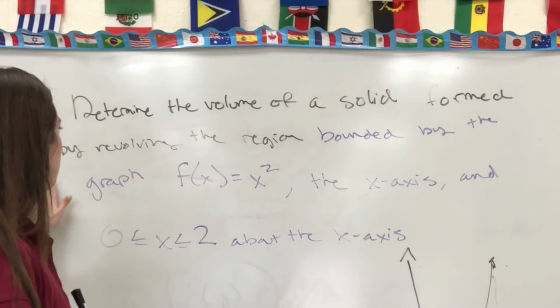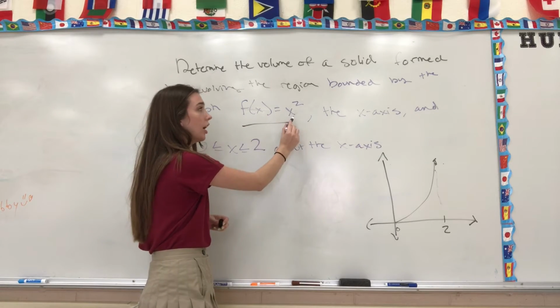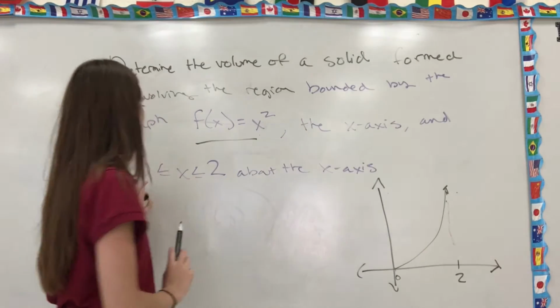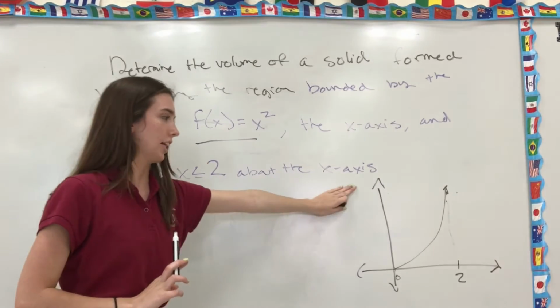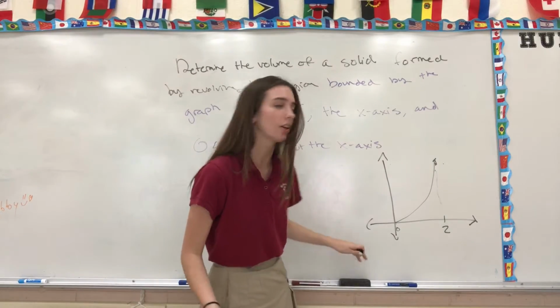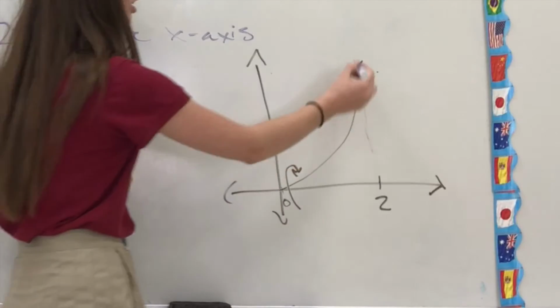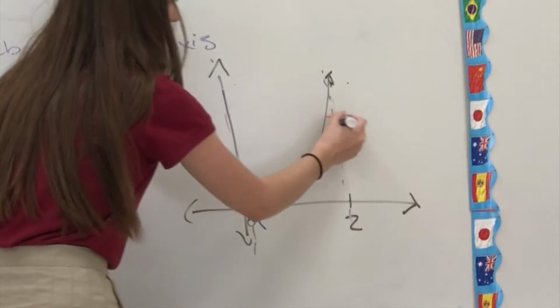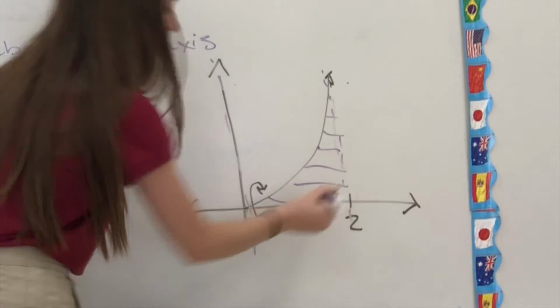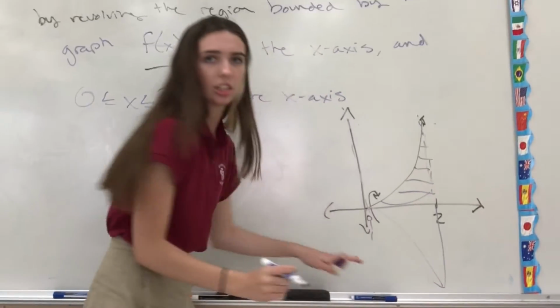Determine the volume of a solid formed by revolving the region bounded by the graph f of x equals x squared, the x-axis, and 0 is less than or equal to x is less than or equal to 2 about the x-axis. It's going to look like this, okay? And it's going to be revolved about the x-axis. These are our regions bounded, right? So there we go. This is what we're looking for. But it's revolved, so it's going to look like this.